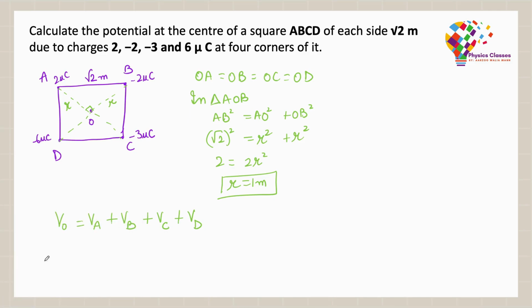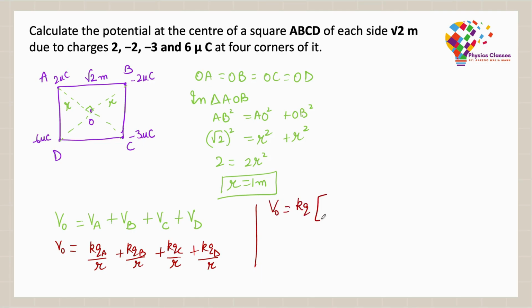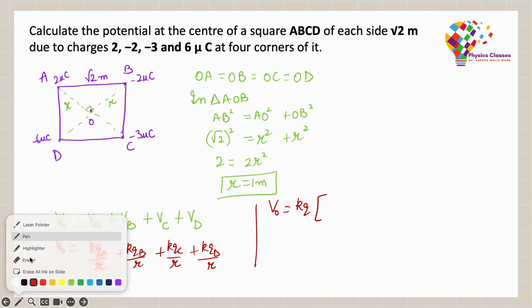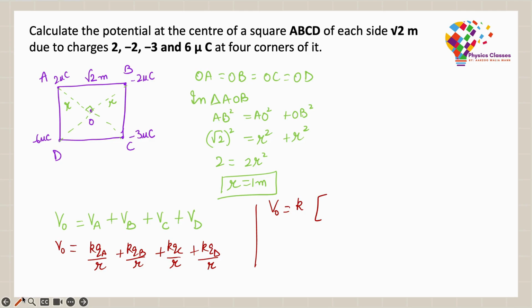So VO can be written as KQA by R plus KQB by R plus KQC by R plus KQD by R. Now I can simply take K by R common, and in order to take K by R common, I am left with QA plus QB plus QC plus QD. Now let's just substitute the values.